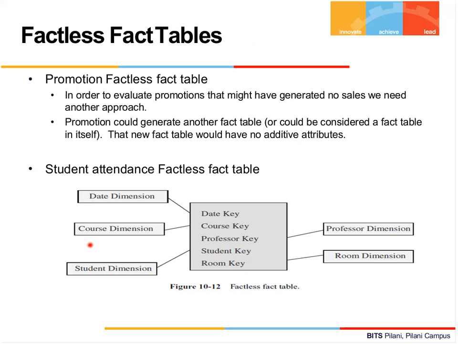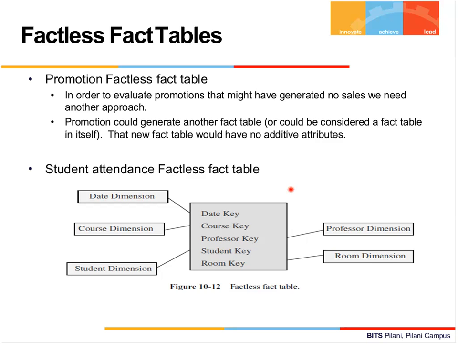Okay, so for this class, when a student comes into the class, there will be an entry here. That means the student attended on a day for that particular course, with the student ID, the professor teaching the class, and the room where he attended. So this could be an attendance.